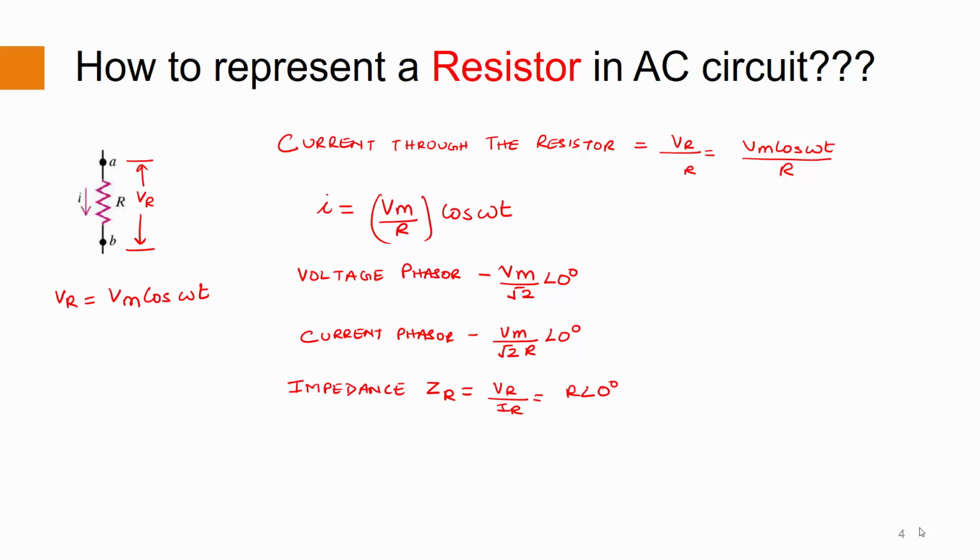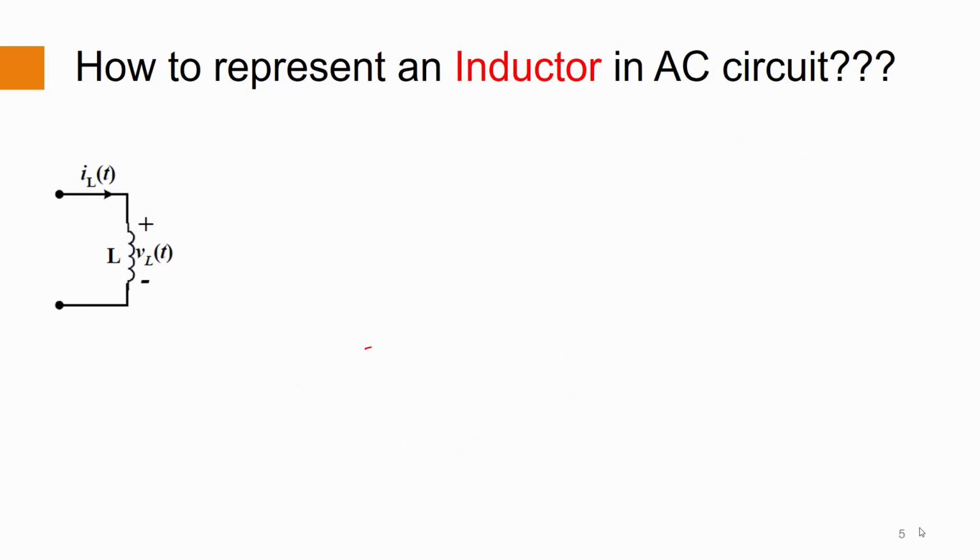Thus, the impedance of a resistor or the resistive impedance is defined as the voltage phasor divided by the current phasor, that is R at an angle 0 degrees or simply R. If we draw the phasors for voltage and current, we notice that for resistive elements, VR and IR are in phase with each other. Next, we see how an inductor is represented in an AC circuit.